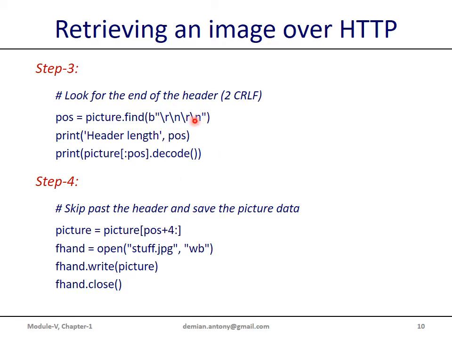There are 4 characters here. We have to advance them, and whatever the contents from this point after the blank line is assigned to a picture, from position 4 till the end of the string, and we write the contents onto the file with the write method. Picture is a string, and we close the file. Now we can see a picture with stuff.jpg found at the current working directory.